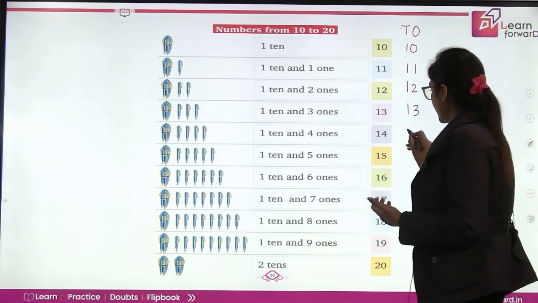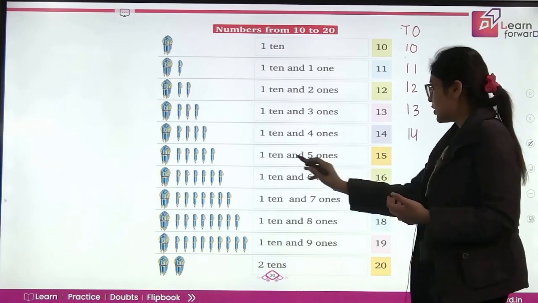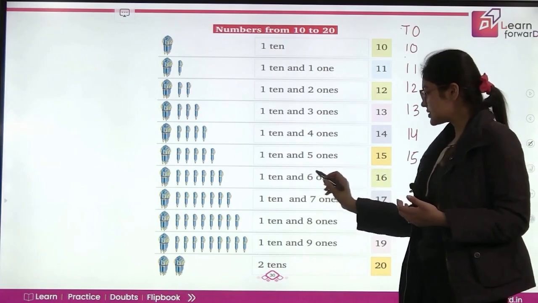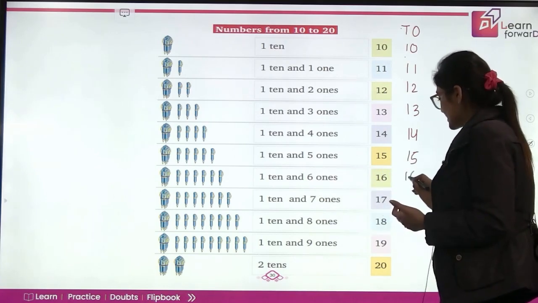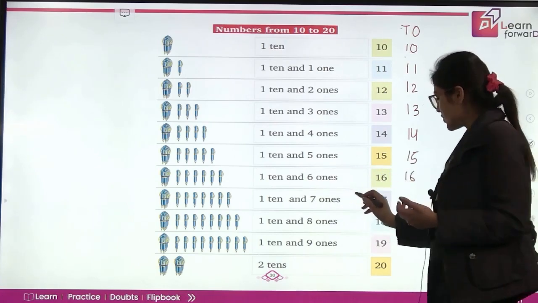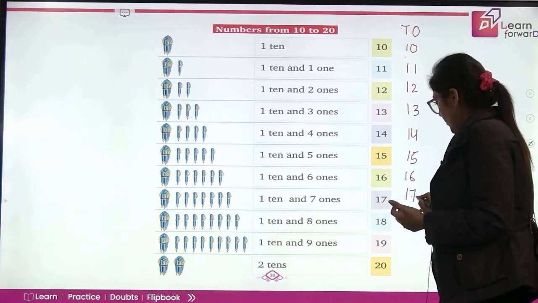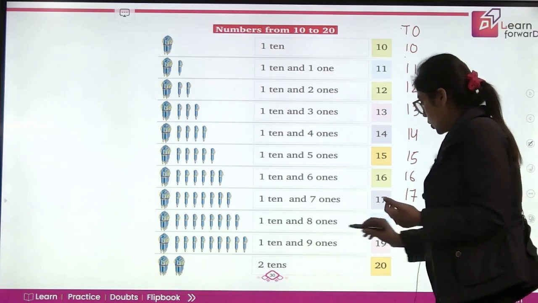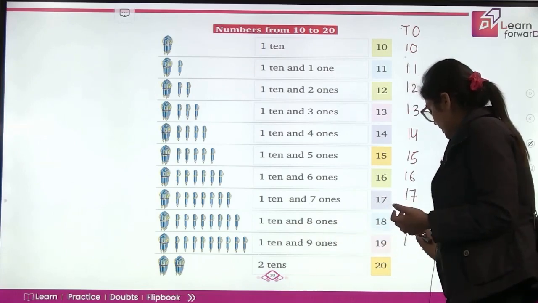1 ten and 4 ones is 14. 1 ten and 5 ones is 15. 1 ten and 6 ones is 16. 1 ten and 7 ones is 17. 1 ten and 8 ones is 18. 1 ten and 9 ones is 19.